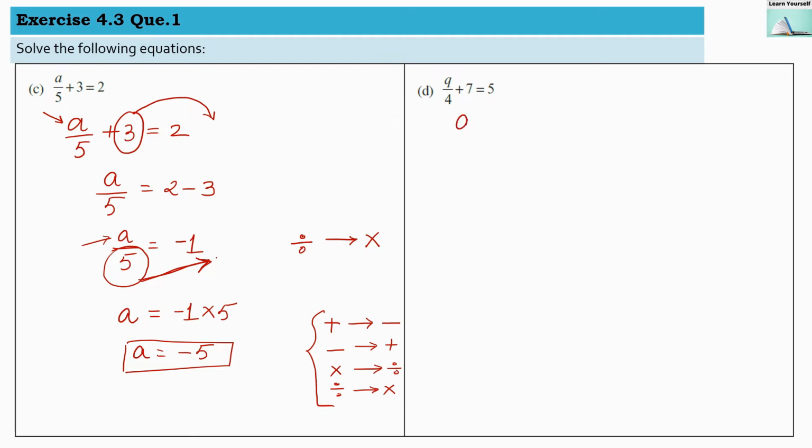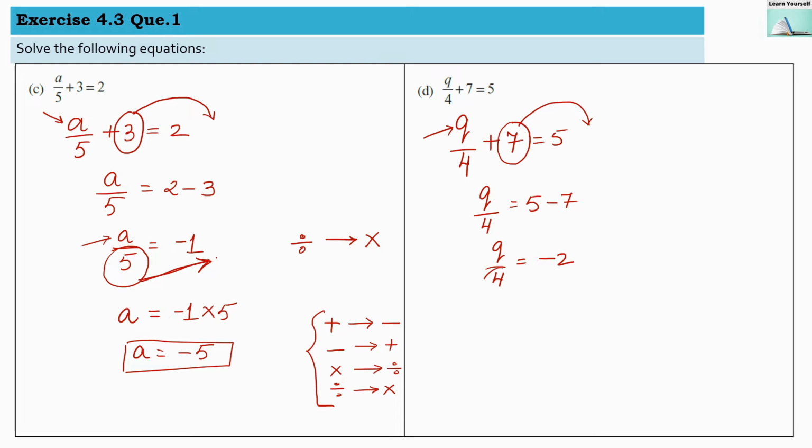Equation D is q divided by 4 plus 7 equals 5. Our variable here is q. Let us separate that variable. So first, let us start with 7. So 7 we are going to shift towards LHS. It is positive. Once it shifts towards LHS, it will become negative. So q divided by 4 equals 5 minus 7. So q divided by 4 equals, we will get minus 2 because this 7 has a negative sign.